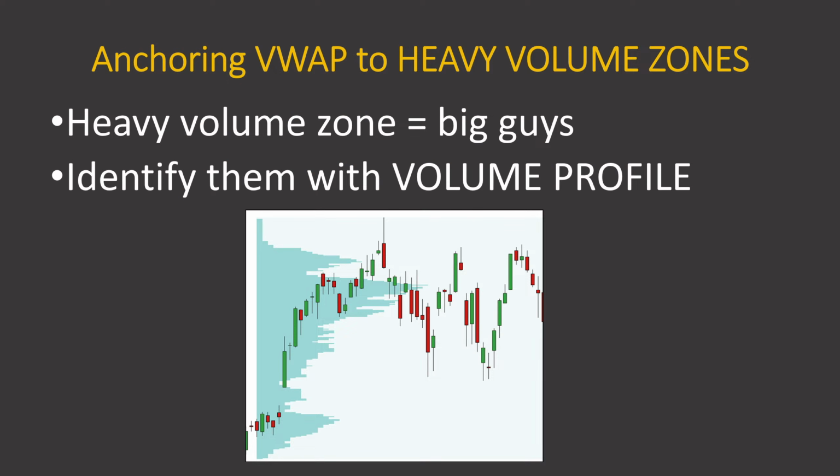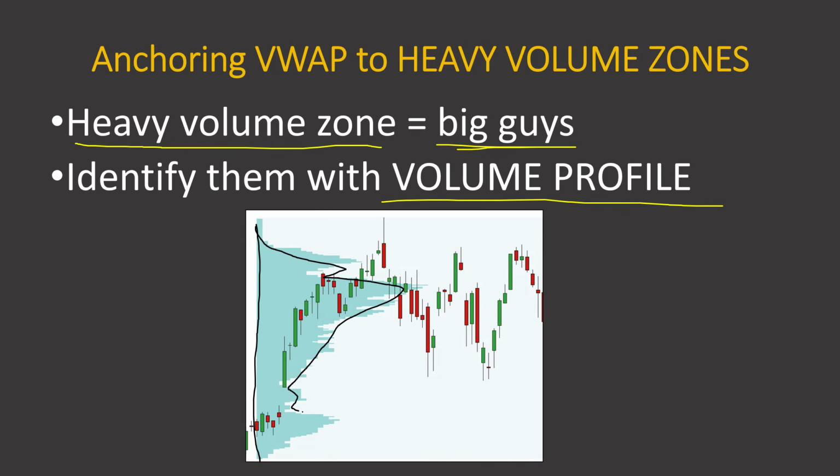And let's now cover anchoring VWAP to significant heavy volume zones. This is where you can combine VWAP with a volume profile, which is pretty cool, I think. So, a heavy volume zone shows us the big guys, the big trading institutions. We identify those heavy volume zones with volume profile. This is how it can look. It has many shapes depending on the volume distribution. This is just one of the shapes it can take. The wider the volume profile is, the heavier volumes were traded at that price level.